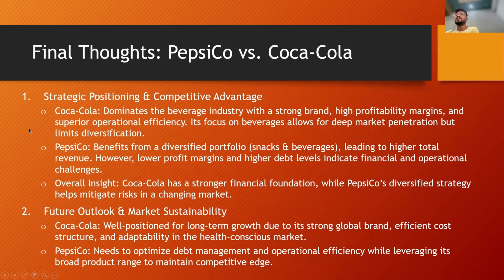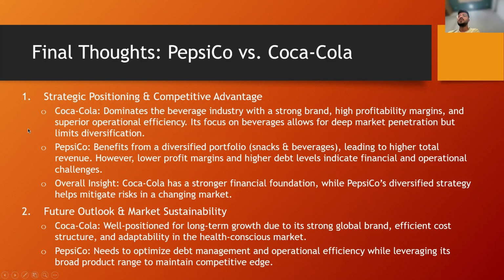PepsiCo benefits from a diversified portfolio such as snacks and beverages, leading to higher total revenue. However, low profit margin and higher debt level indicate financial and operational challenges. Overall insight: Coca-Cola has a stronger financial foundation, while PepsiCo's diversified strategy helps mitigate risk in a changing market.